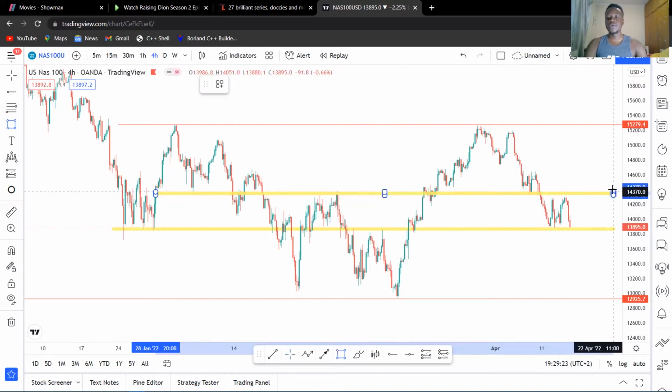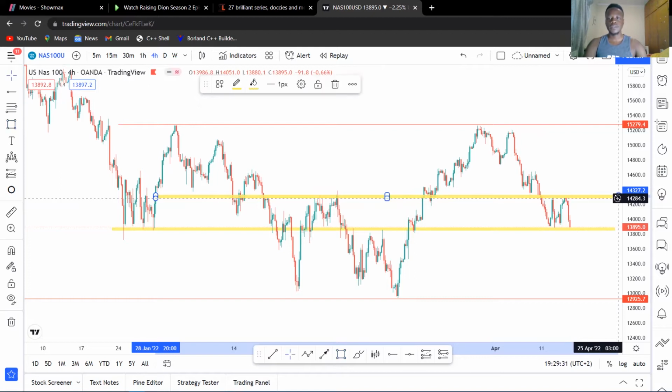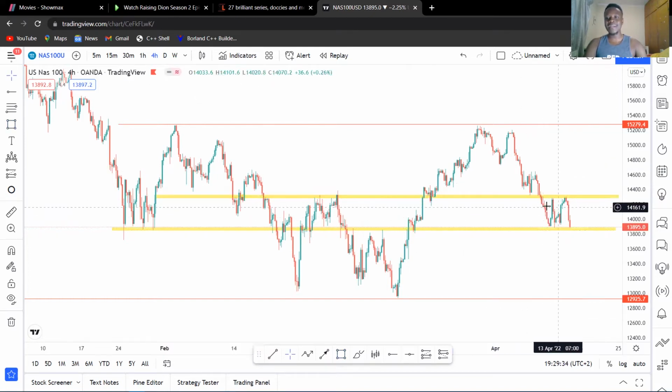So here we're having another zone. Let's just cater for more touches, so having another zone here. Perfect. So here our market is kind of trapped around about here. Price is kind of trapped around here.